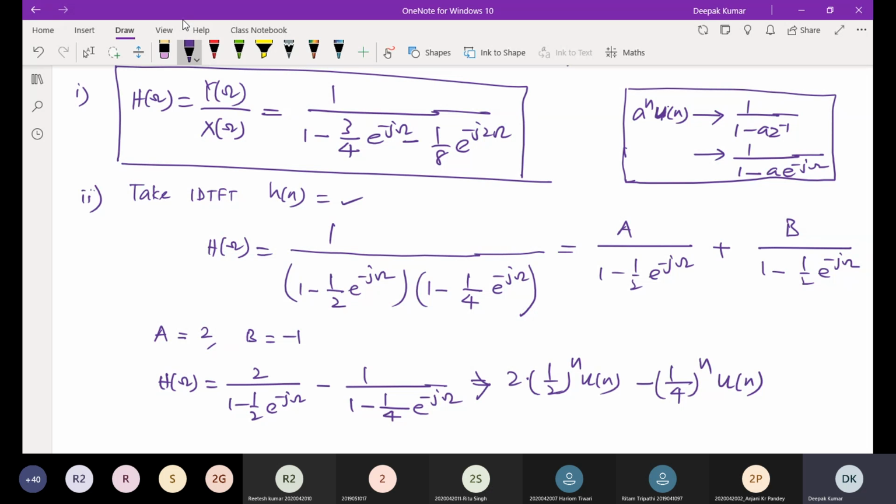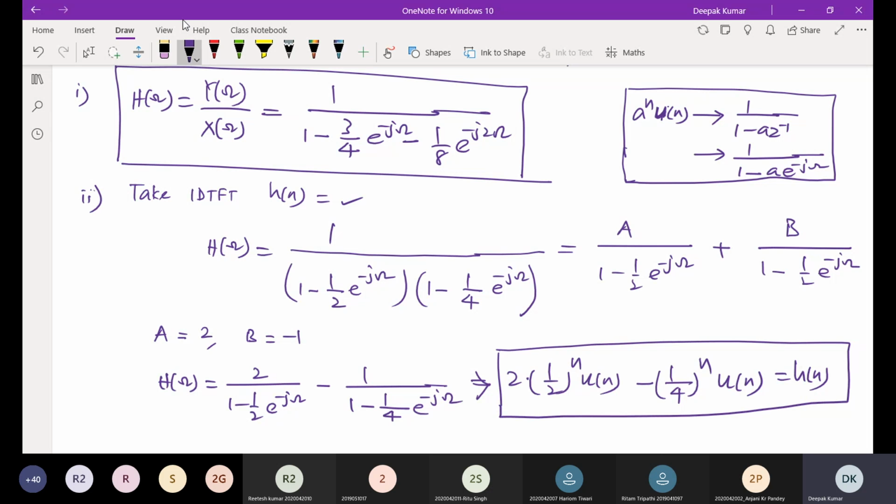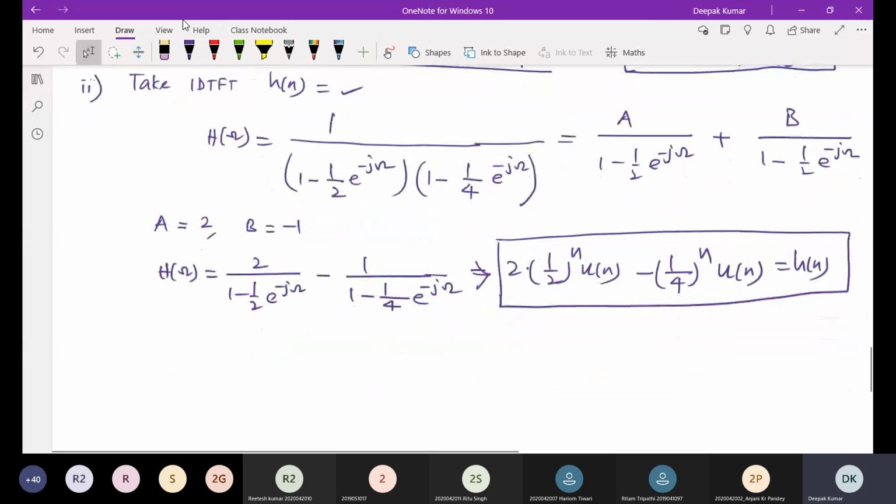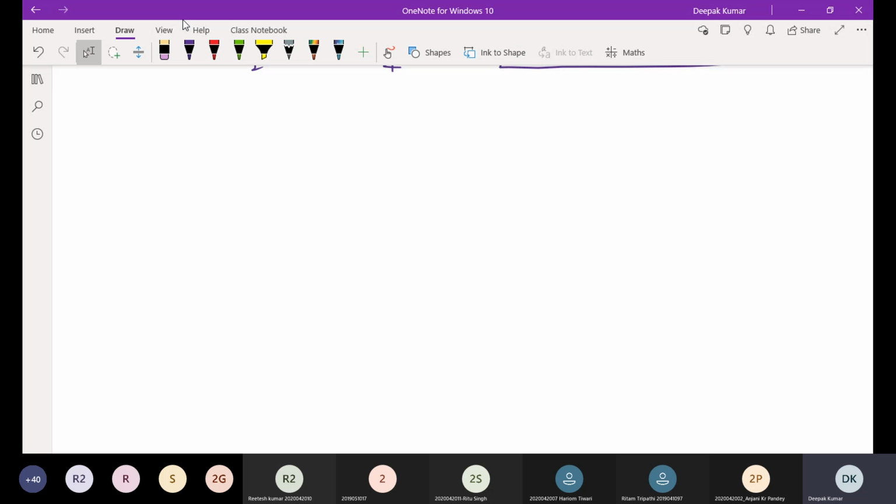This is your h of n, the inverse Fourier transform of H of omega. So it is a very simple question. Now one more part can be added in this question. Okay, let's do it from the beginning so that you can practice also.